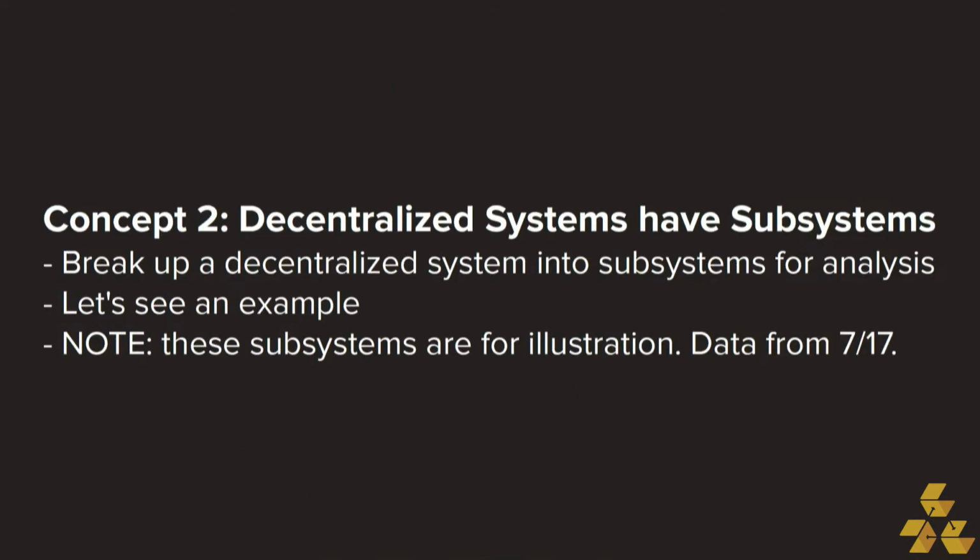And a second concept is that if we take a decentralized system, we can break it up into subsystems. And all these subsystems, by the way, are for illustration only. I'm not arguing this is the canonical decomposition or anything like that, but it is one way of decomposing things, and then we can go and review, right?